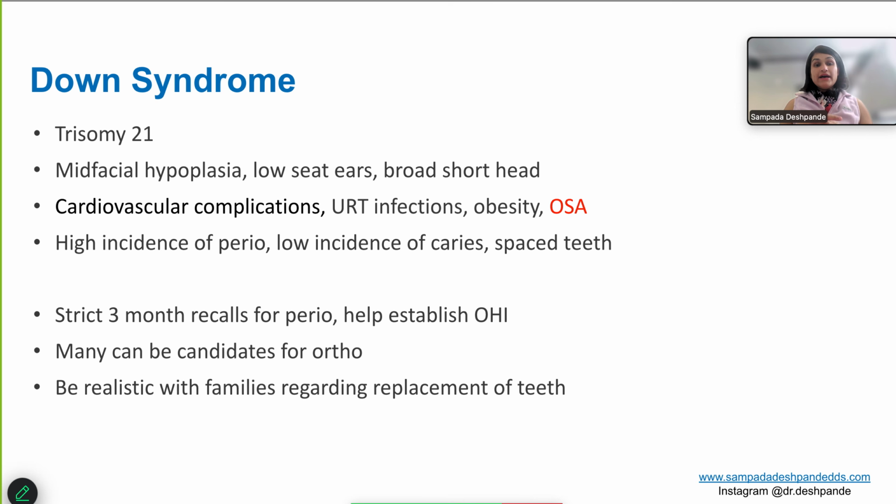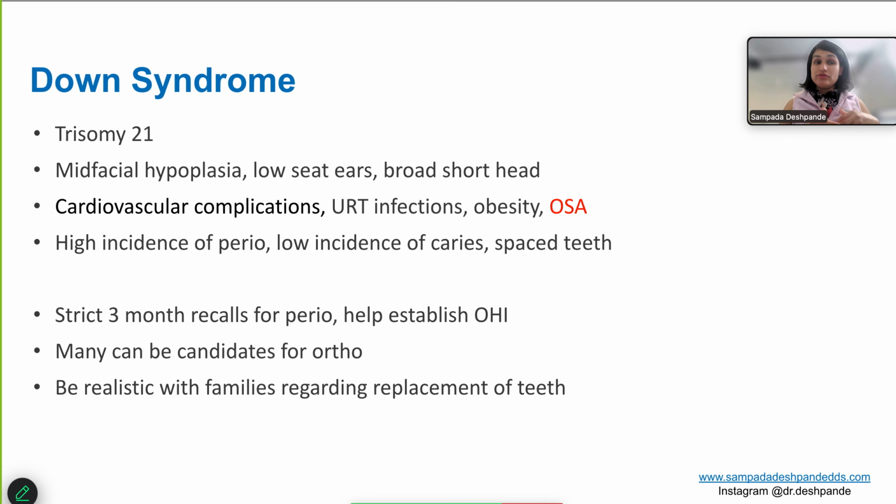Down syndrome. Down syndrome is a condition caused by trisomy 21. Midfacial hyperplasia, low set ears, and a broad, short head are the typical physical anomalies associated with someone with Down syndrome. You might see patients with cardiovascular complications, typically at birth, and these complications might have already been corrected by the time you come into the picture, but most patients with Down syndrome have an annual consultation with their cardiologist regardless. So it's nice to keep that in mind.